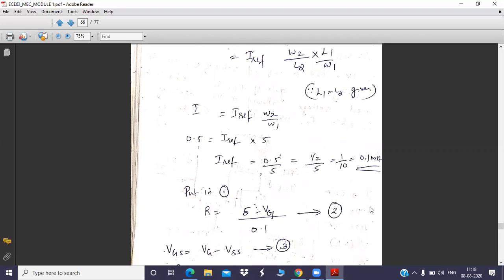Any doubt till this particular point? So the first step is you have found I ref. Why have you found I ref? Because to find R, you need I ref, since that is in the denominator. And how will you find I reference? By using the equation of the current mirror circuit. Now to find R, you need to find VG. So how are you going to find VG? You can apply KVL.